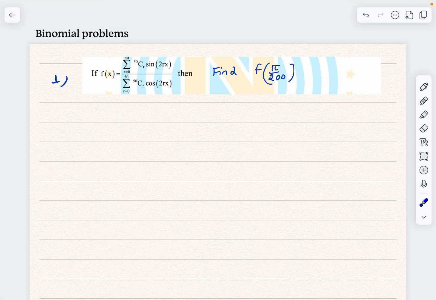Hello guys, in this class we'll discuss some advanced problems on binomial theorem. So let us just start quickly. First one: if f of x is summation r 0 to 50, 50 Cr sine 2rx divided by summation r 0 to 50, 50 Cr cos 2rx, then find f of pi by 200. You can pause, give it a try.